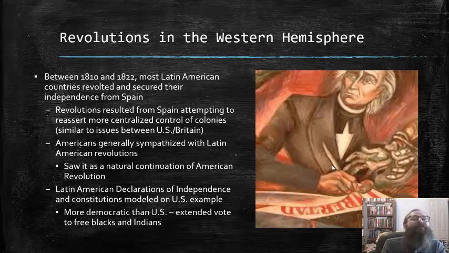Americans generally sympathized and empathized with these Latin American revolutions. They saw it as a natural continuation of the ethos of the American Revolution. Latin American declarations of independence and the new constitutions that emerged in many of these countries were modeled very specifically on the United States example. Many of them, however, were more democratic than the United States example. They extended the vote to free blacks and Native Americans as well as white men.